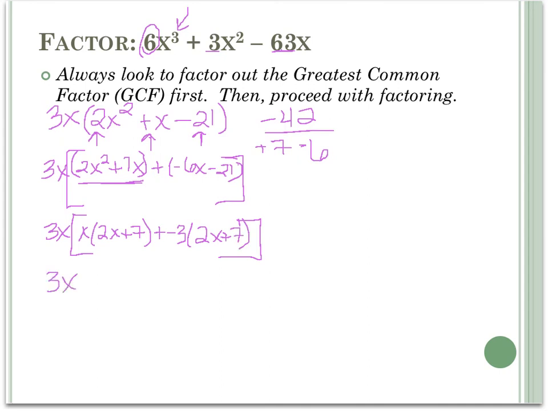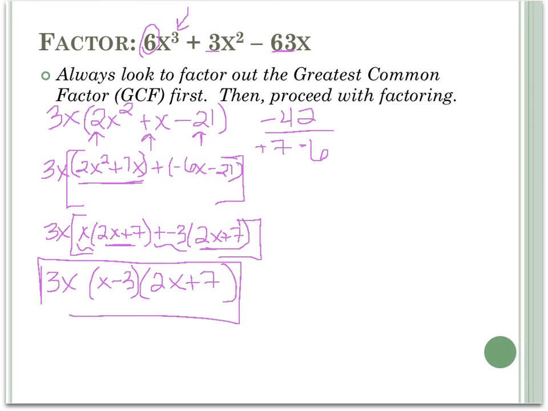Now I see that one of my factors is x minus 3, and my second factor is 2x plus 7. You have to continue bringing down that greatest common factor of 3x. So the fully factored form of this is 3x times x minus 3 times 2x plus 7.